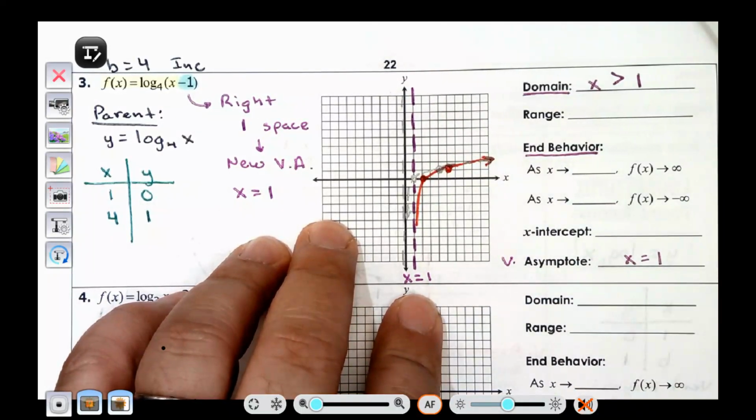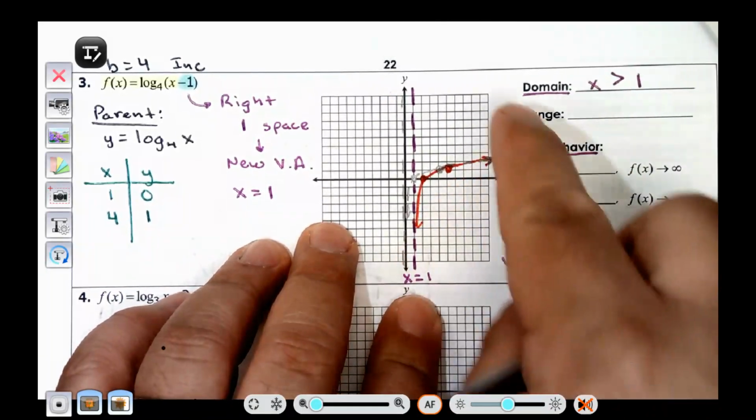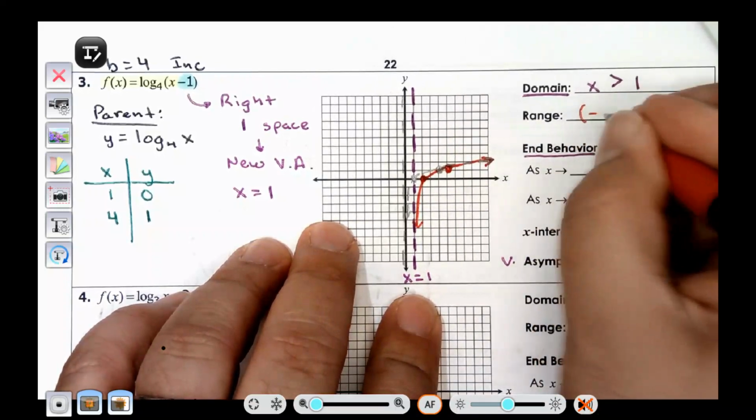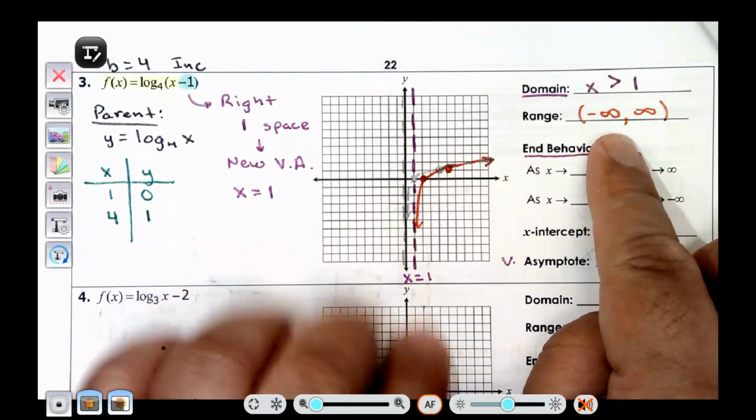My range, well, the range, if you notice the pattern, it is not changing. The graph goes down forever, goes up forever. So we can say all real numbers. And remember, this is the third way of saying all real numbers using interval notation, of course.